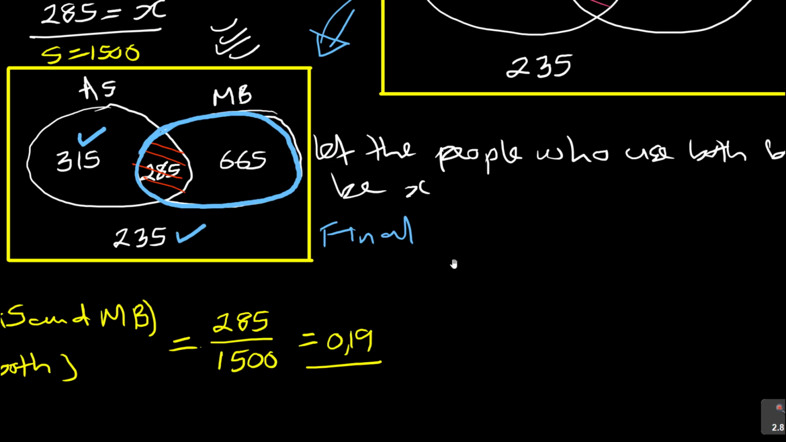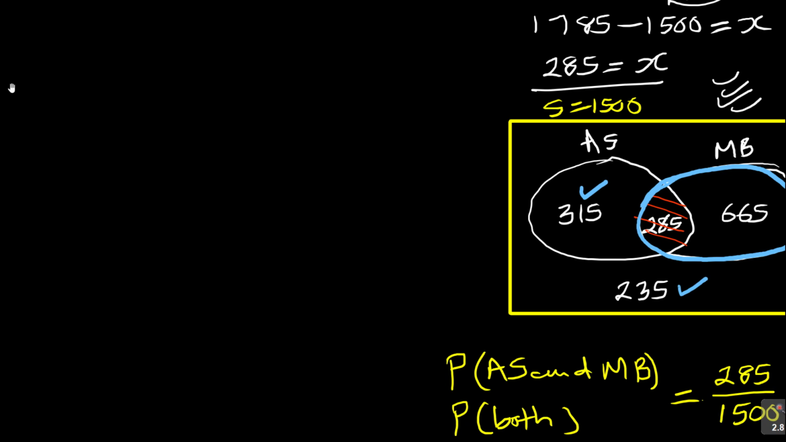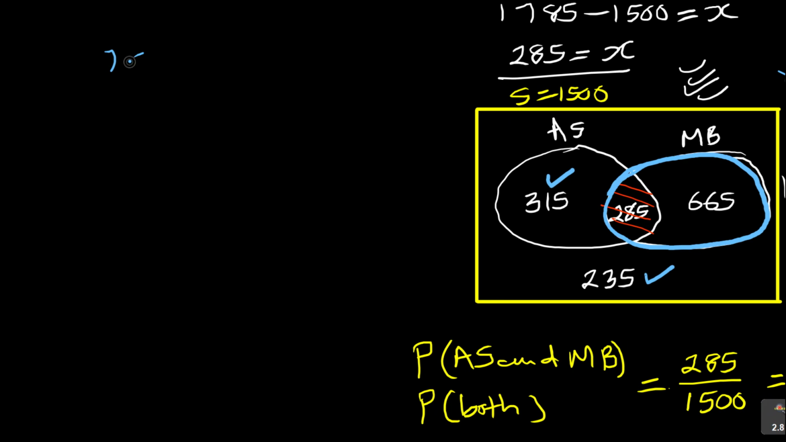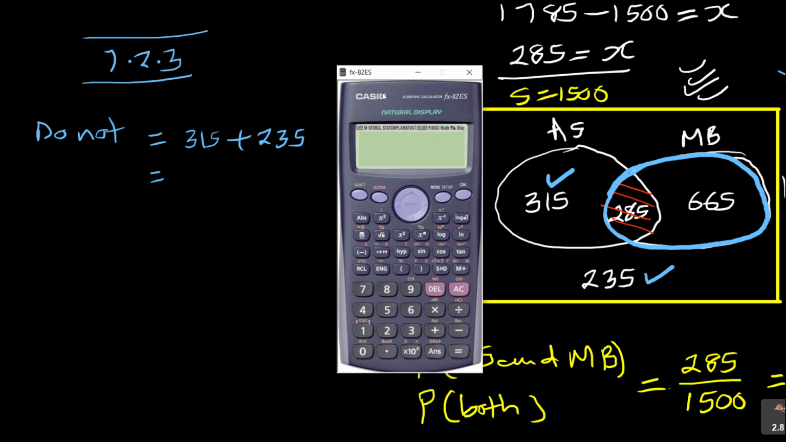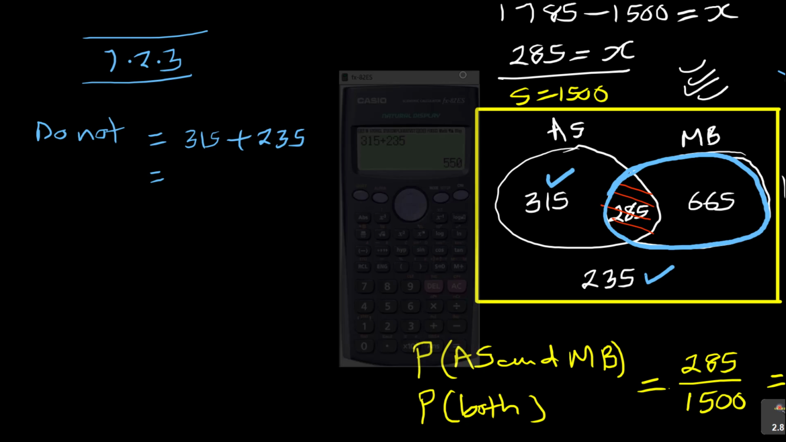What was that question? Question 7.2.3. Okay, so how many do not? Do not is equal to 315, right? Plus what? Plus 235. Alright, so let's find out. They do not at all. They do not use that bank. It's 315 plus 235, which is 550.